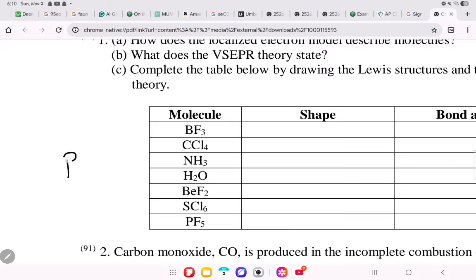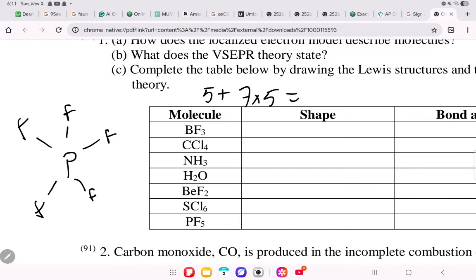So we're going to have P and then F, F, F, F, and F. P is in group 5. Plus, how many Fs do we have? Sorry, F is in group 7 times 5. So 5 plus 7 times 5. That's going to be 40. Subtract from it 10 because we have 5 bonded pairs. So that's going to be 30 divided by 2, which is then 15.